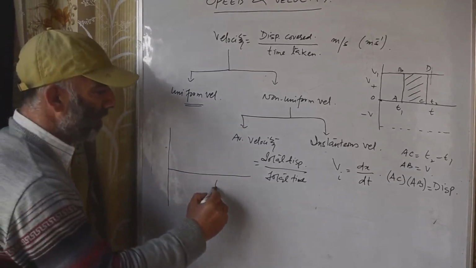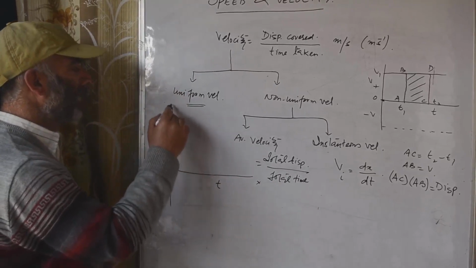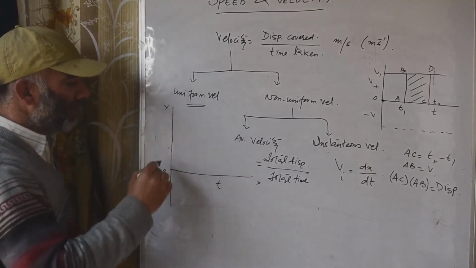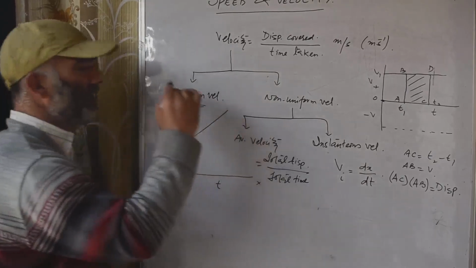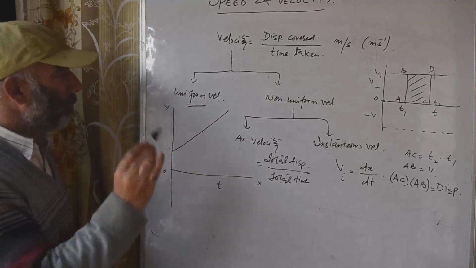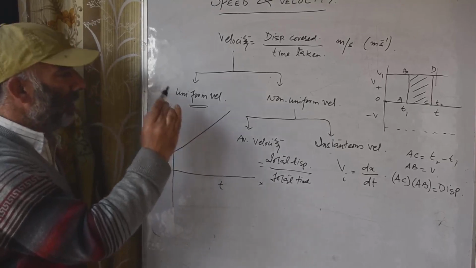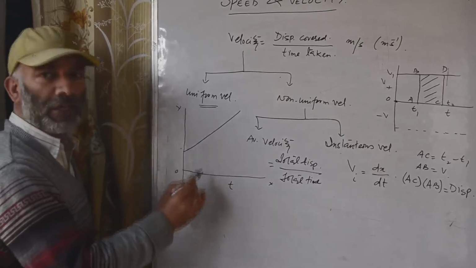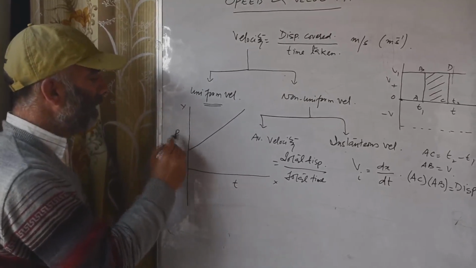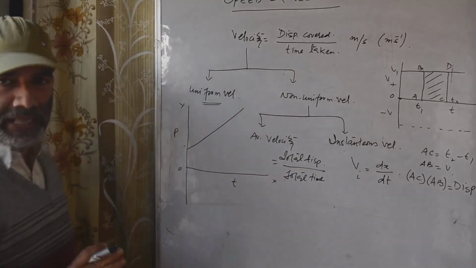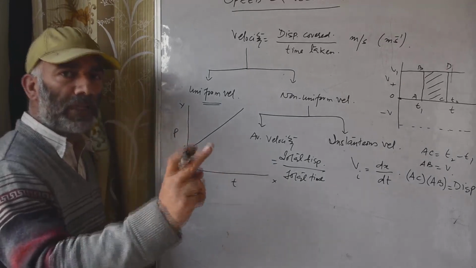In this uniform motion, the position time graph. Let's take time along the x-axis, and the position of the particle along the y-axis. The position time graph will be a straight line sloping in the upward direction. Remember it. For uniform velocity, if the object is moving with uniform velocity, for uniform motion, the position time graph will be a straight line sloping in the upward direction. I am talking about uniform motion, and I am talking about the position time graph.